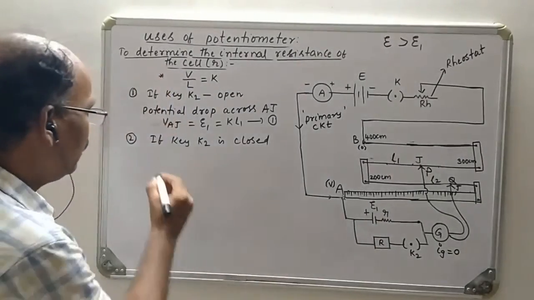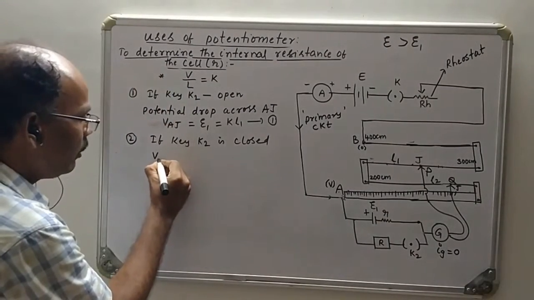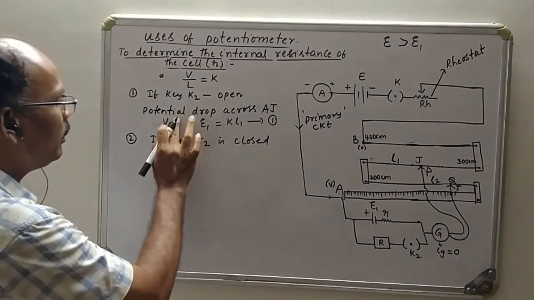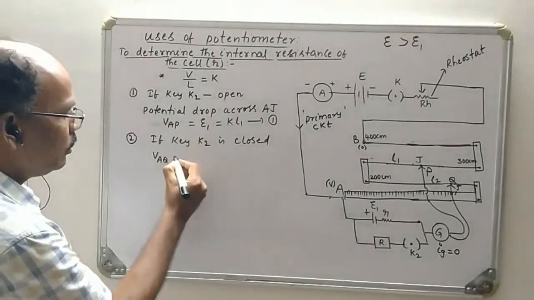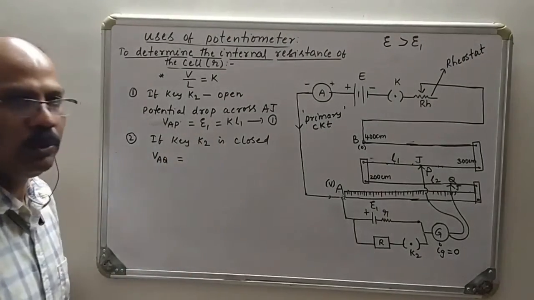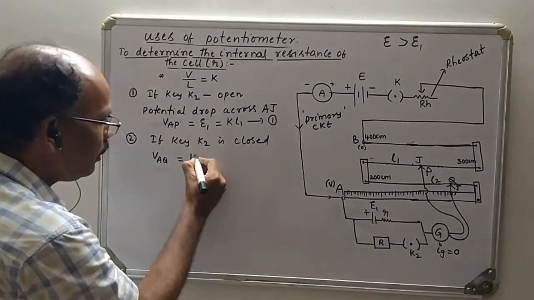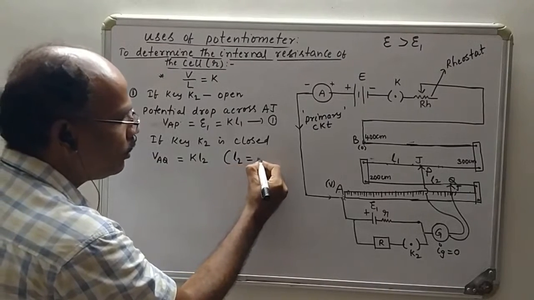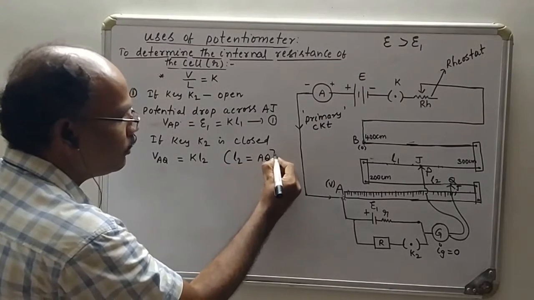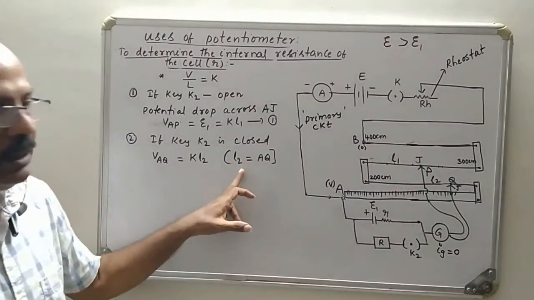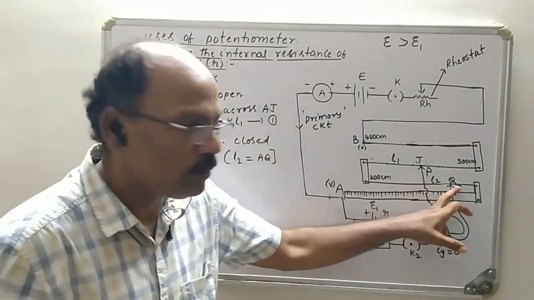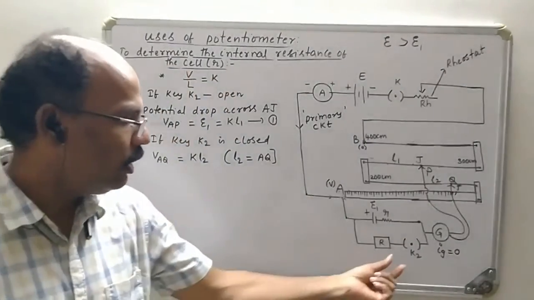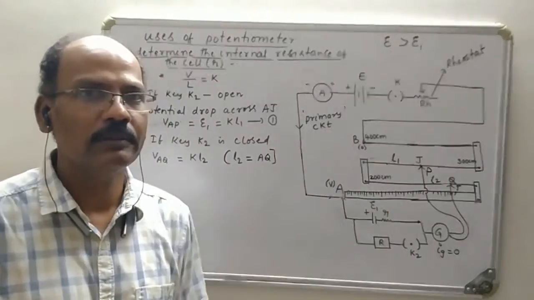Then we can write the potential drop across AQ is equal to K into L2, where L2 is nothing but AQ. So L2 is the balancing length between A and Q, such that the current passing through the galvanometer is equal to 0 when plug key K2 is closed.